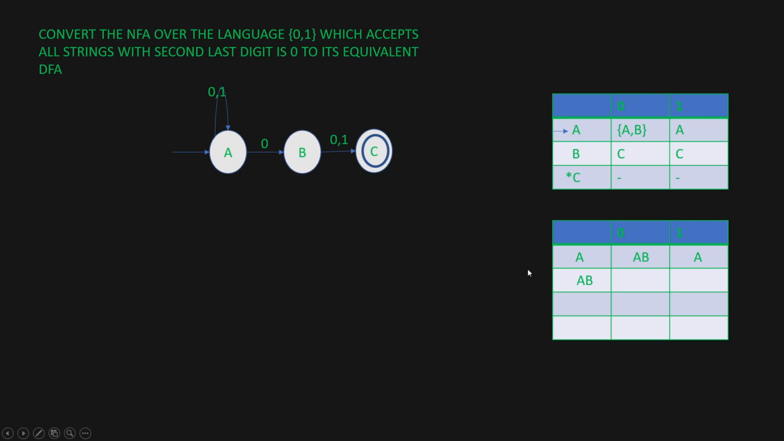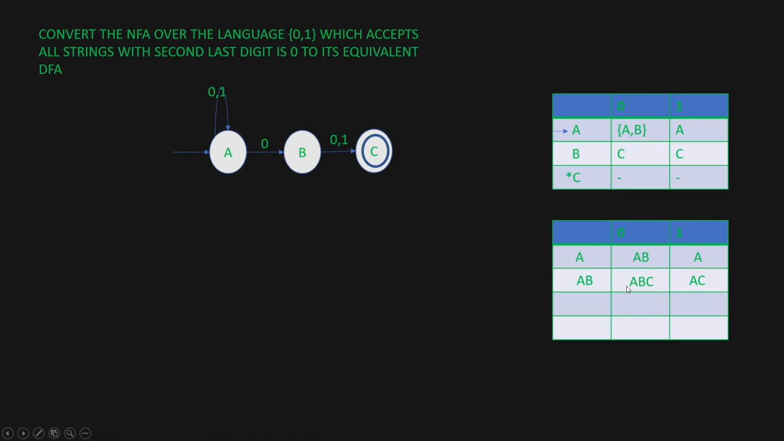So state AB, what happens in state AB? If you get input 0 in state AB, you have to perform union operation on all these three states, that is A, B and C, and you form a new state called ABC. What about over here? When you get input 1, you have to perform union operation of A and C. So you get a new state called AC. So we have seen for A, we have seen for AB.